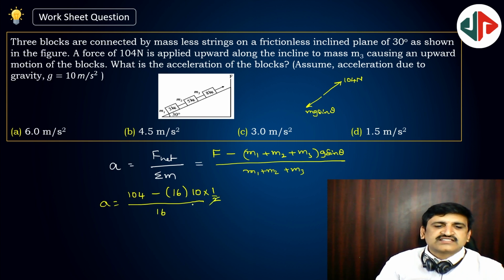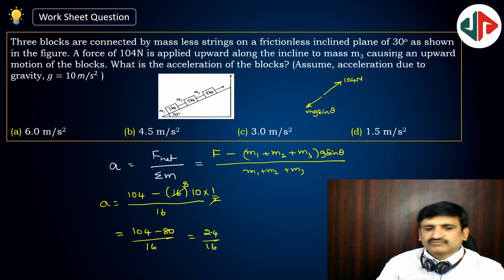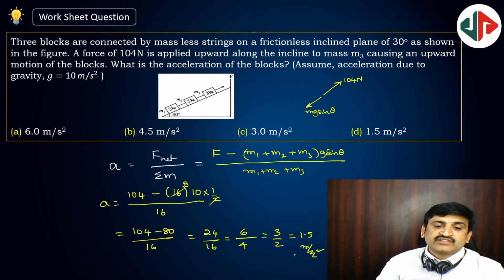So the total mass is 16, and this will go as 8 times. Always don't touch zeros, so simplification will be easy. 104 minus 80 by 16, so it will be 24 by 16. Simplifying, 24 by 16 is 3 by 2, which is 1.5. We have the answer with this: acceleration A equal to 1.5. In mathematical simplifications, you people are stronger than me.